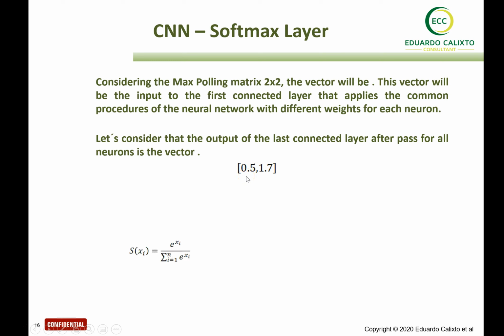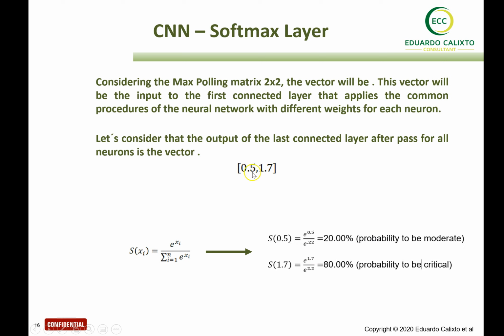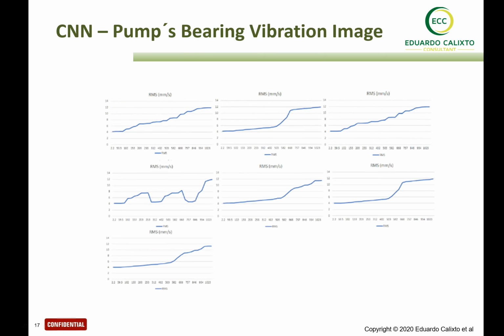So what does this softmax function do to classify? Basically, the softmax uses this formula in here, and by applying this formula using the values of this vector, I get 20% and 80%. The 20% relates to the probability of being moderate and the 80% to the probability of being critical. So in the end, my image that goes through the whole convolutional neural network will be classified as critical because it has a higher probability. So that's the whole process of the neural network.